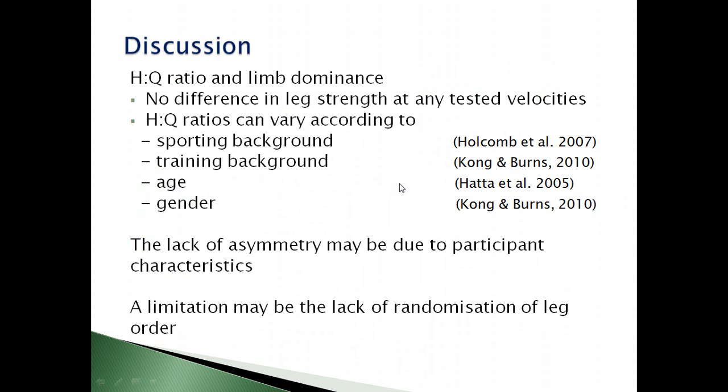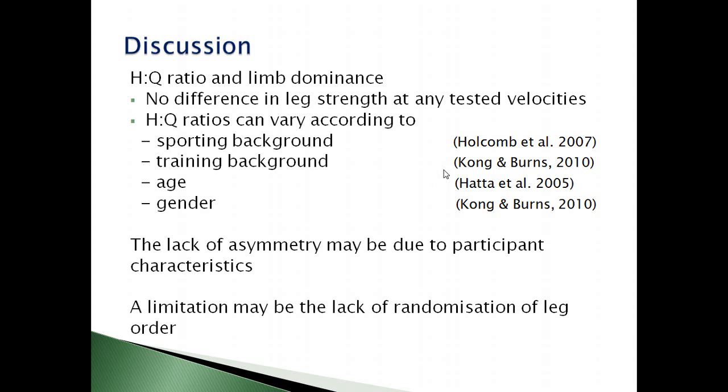No difference in leg strength was seen between dominant and non-dominant legs at any of the tested velocities. This may have been because HQ ratios can vary according to sporting background for a variety of different sports, training background, including trained versus untrained participants or elite versus recreational participants, age, and gender. Therefore, the lack of asymmetry seen in this study may have been due to the participant characteristics, with the participants coming from a wide variety of training backgrounds.